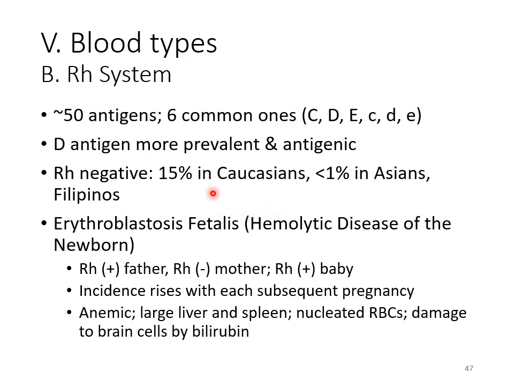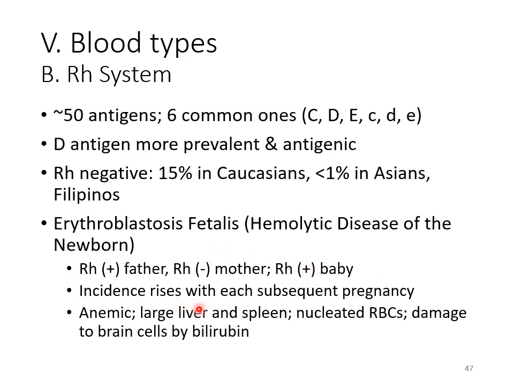One of the feared outcomes of an Rh incompatibility is erythroblastosis fetalis, or hemolytic disease of the newborn. This happens when the father is Rh positive, the mother is Rh negative, and thus they produce a baby who is Rh positive. So while the baby is in the womb, the mother's immune system develops an immune response against the D antigen in the blood cells of the baby. So the mother will be developing antibodies against the D antigen, and so the blood cells of the baby will be attacked, will be destroyed by the immune system of the mother.